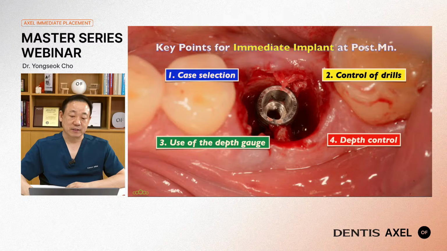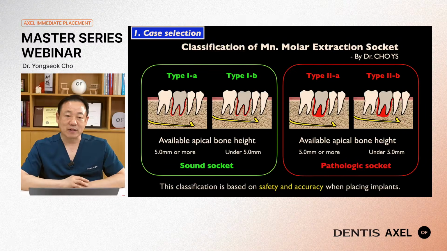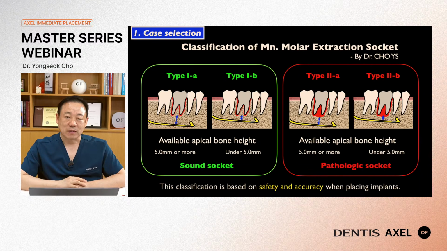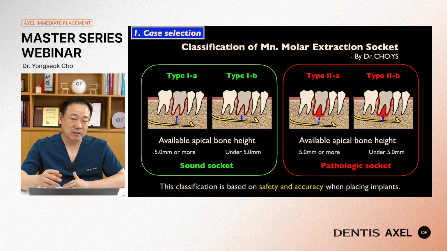First, case selection. This is my classification of mandibular molar extraction socket. Type 1 is a sound extraction socket, and type 2 is a pathologic socket. And in my clinical experience, a very important thing is the available apical bone height from the mandibular canal to the root. When it is over 5 mm or more, it is A. If it is under 5 mm, I call it B.